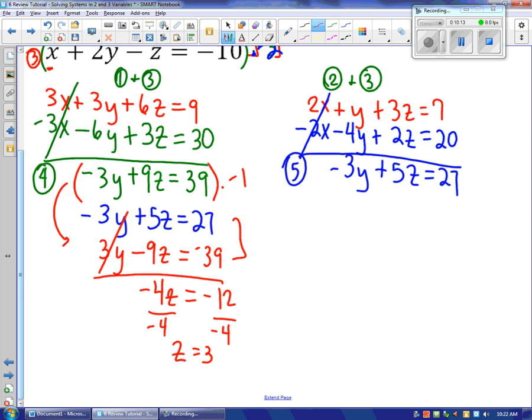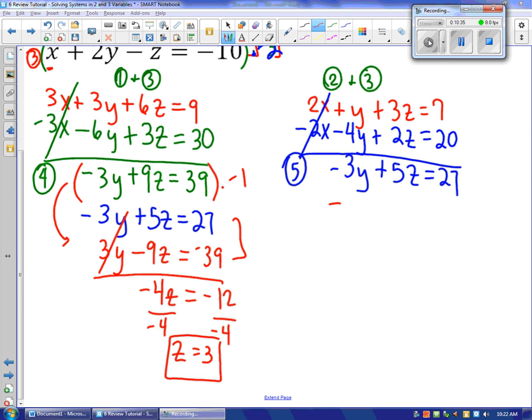Now that I know what z is, I can solve for y. And what I'm going to do is use either equation 4 or equation 5, since both of those equations only involve y and z. So if I know the value of z, I can easily find the value of y. So I'm going to plug the z into the fifth equation.